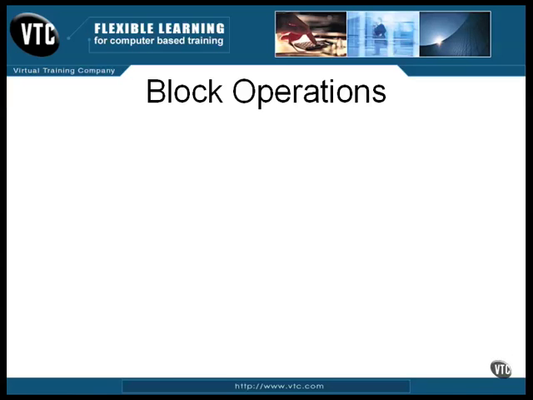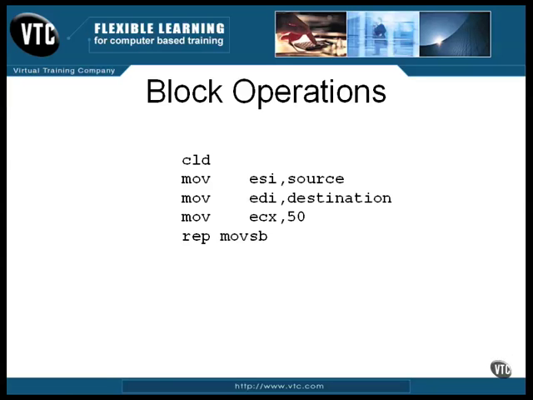This is a continuation of the previous lesson on block operations, and this is the same thing that we looked at before, but with the label and the loop instructions gone. Instead, a REP, short for repeat prefix, is included in front of the block copy instruction. It does the same thing that was done with the loop. It repeatedly executes the instruction, reducing the ECX register by 1 until ECX is 0.